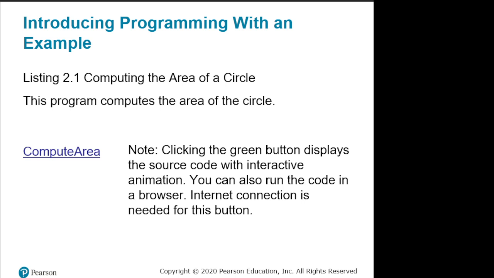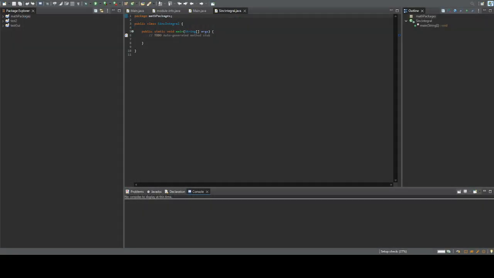So the book starts with introducing a program called Compute Area that computes the area of a circle. Now I want to come over to Eclipse and set this up. And I'm going to start a new project for all of Chapter 2 in Eclipse, and then we're going to add things inside of Eclipse. So I want to switch over to my Eclipse setup here.